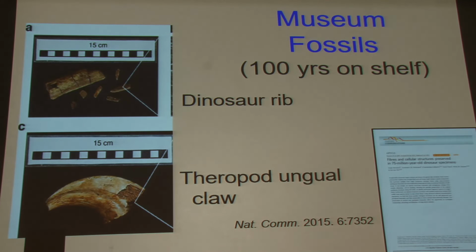Now, there was a study that was reported on about a year ago where they extracted and found tissue and fragments of collagen from some fossils. And what makes this significant is these fossils that they used were not freshly dug, weren't specially stored. They were fragments of dinosaur fossils that have been sitting on museum shelves for over 100 years. Still tissue, still collagen.